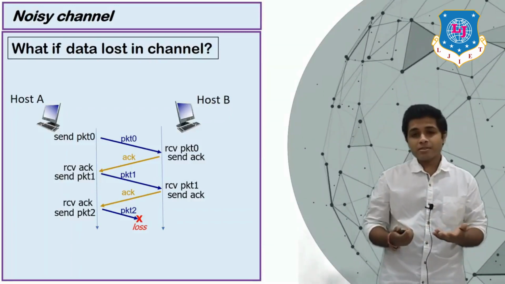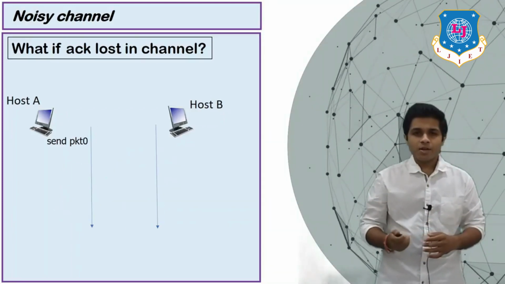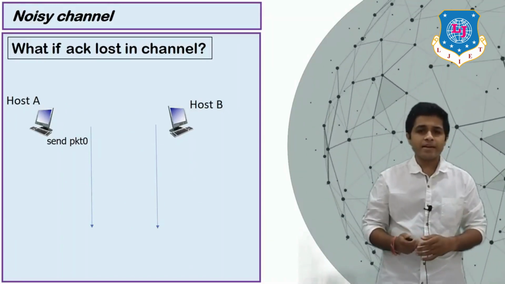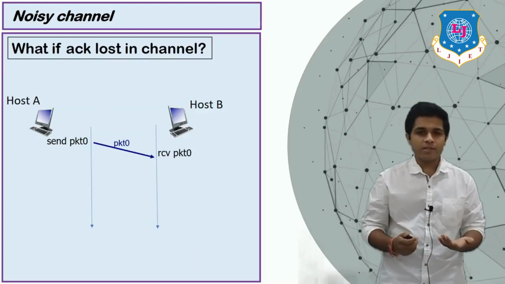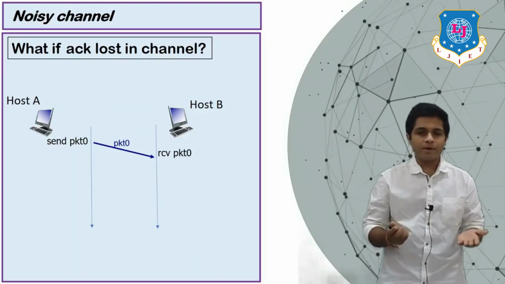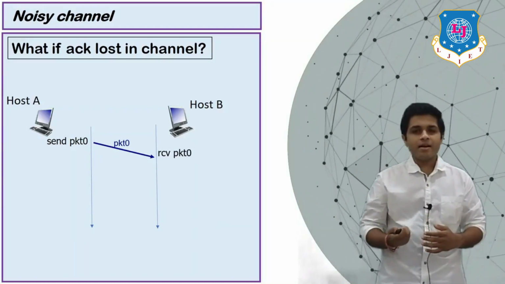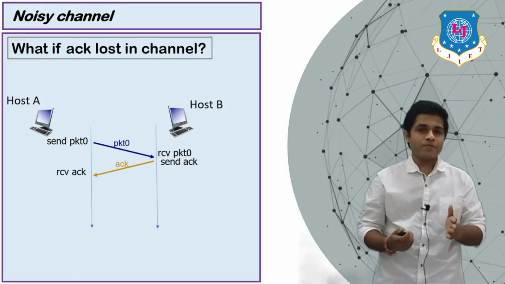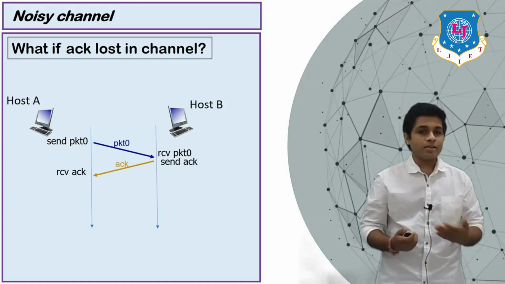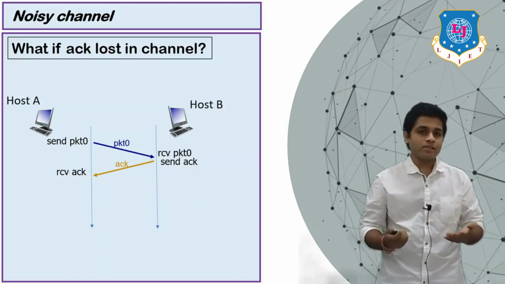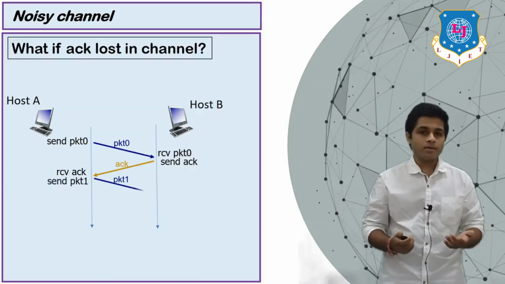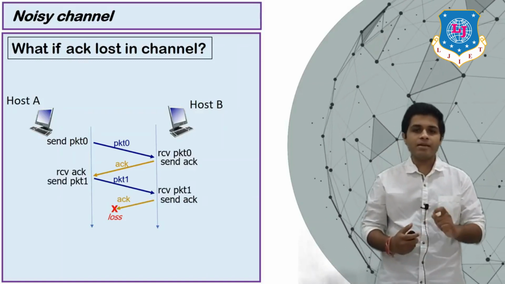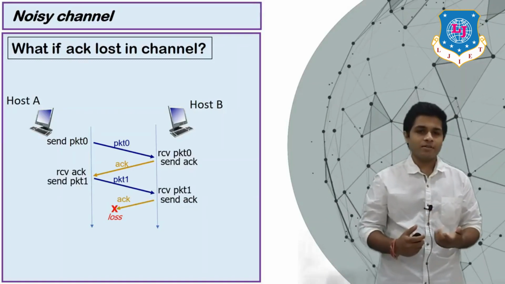Suppose what happens if the acknowledgement is lost. So let's take the same situation that A has sent the packet 0, then B has received the packet 0. Because it is stop and wait, B will send the acknowledgement. When A receives the acknowledgement, from that it will know that packet 0 is received successfully. Now it's turn to send the packet 1. It has sent the packet 1. B has received the packet 1 and B has sent the acknowledgement.